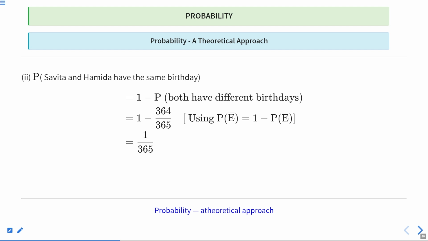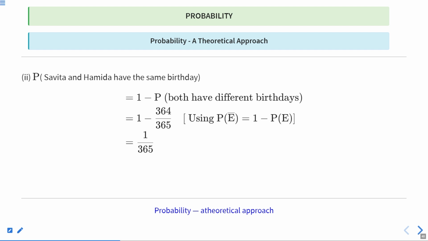In our previous slide we found the probability of both having different birthdays, equal to 364 divided by 365. So we get 1 minus 364 by 365. Here we use the formula probability of E bar equals 1 minus probability of E, that is, 1 minus the probability of both having different birthdays. After calculating this, we get 365 minus 364 divided by 365, which is equal to 1 by 365.